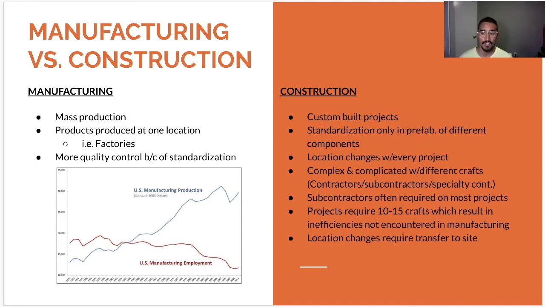Another difference is the location changes with every project. In manufacturing, it's done with factories. In construction, projects are built in different areas. Construction projects are complex and complicated in nature with different crafts. The reason is that these projects require 10 to 15 crafts. This can be contractors, subcontractors, specialty contractors, architects, engineers, surveyors, all these things. And when you have 10 to 15 different crafts, so many different professions working on it, naturally there's going to be some inefficiencies and some errors. Now that doesn't mean that these projects will fail. It just means that in comparison to manufacturing, there are more errors in the construction industry.